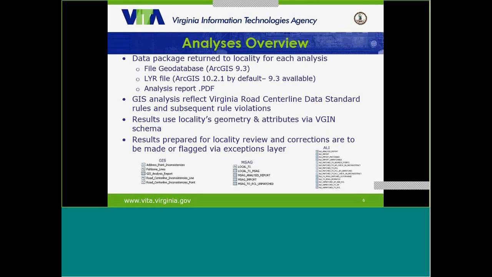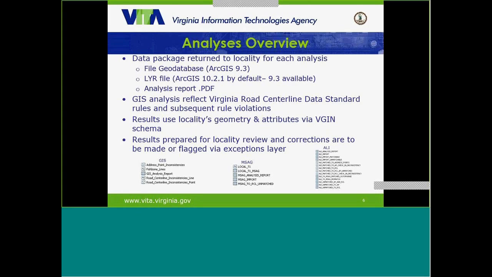The GIS analysis reflects the VGIN RCL data standard rules and how the data from the locals stacks up against those rules that we have generated in the state RCL data standard. So this is somewhat of a courtesy from us to localities to say, we have a standard, how well is your data standardized to that standard from a QC perspective? And then these results actually will use the locality's geometry and attributes.